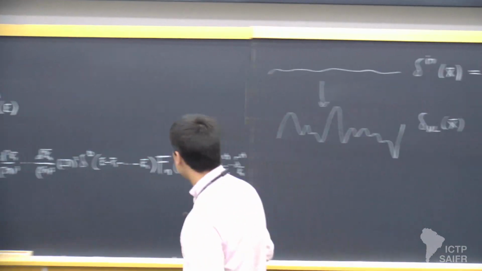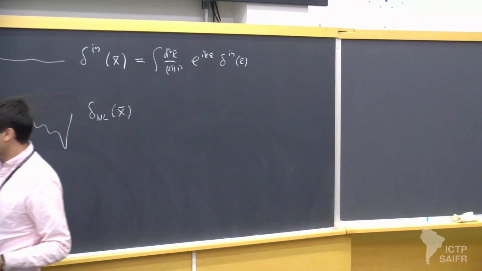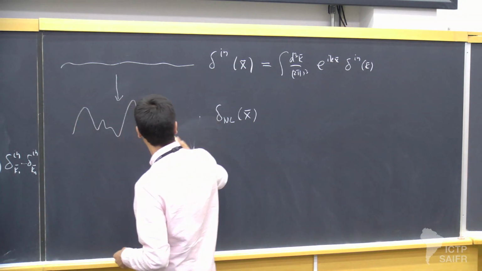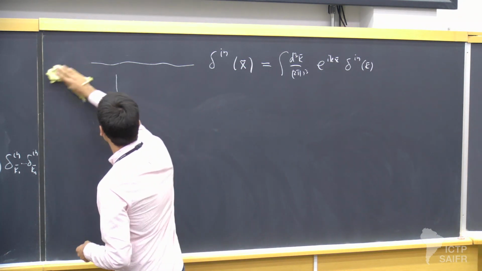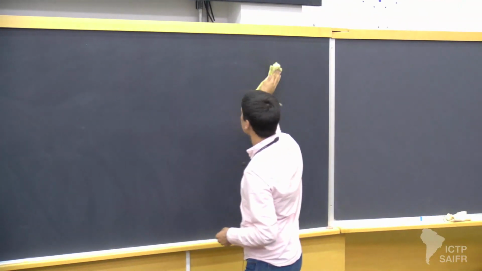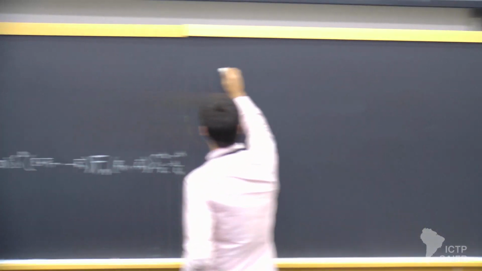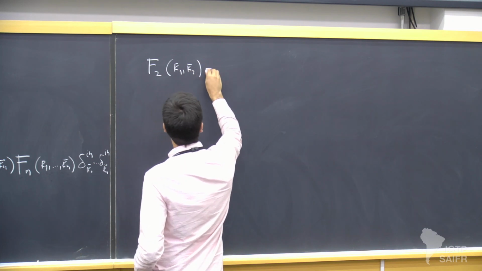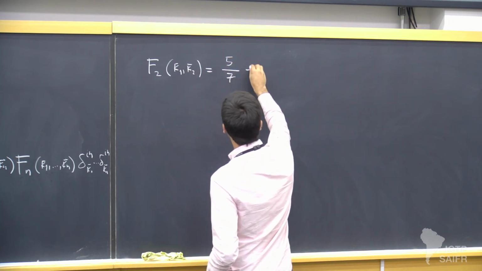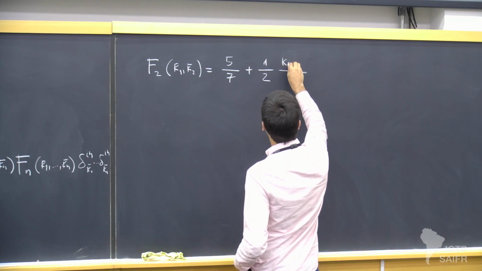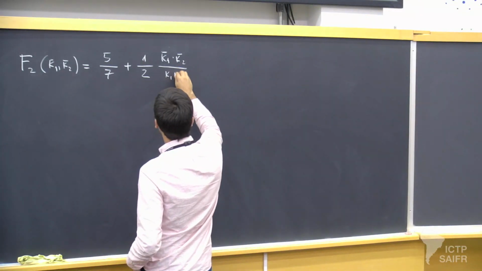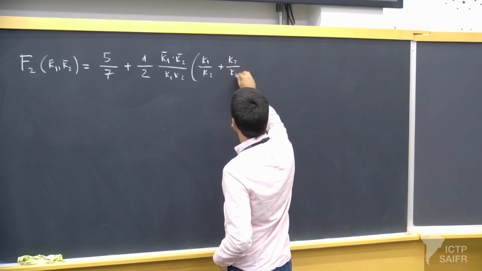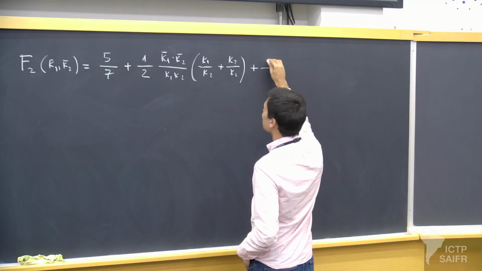All right, today we're going to see how to calculate these kernels. For instance, let me show you one example, which is the simplest possible example. The second order solution, F2 of k1, k2, is 5/7 plus 1/2 k1 dot k2 over k1 k2, k1 divided by k2. Sorry, this is a bit tedious, but can you imagine if we were to solve all these things?